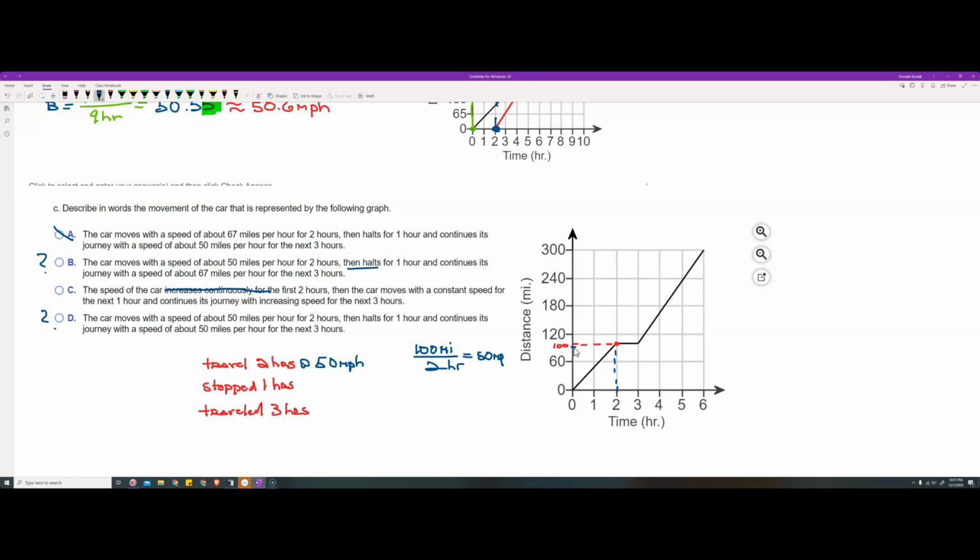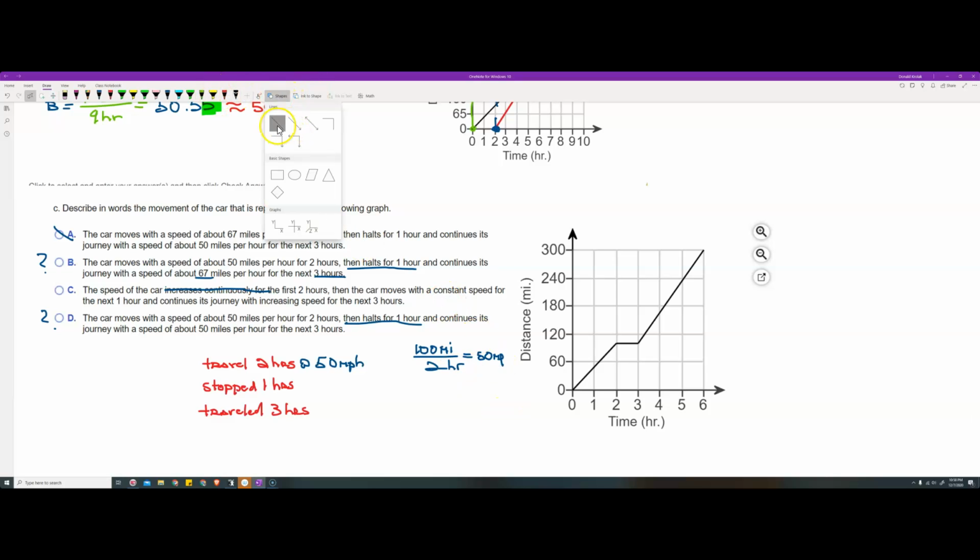All right, then it halts for 1 hour, and then continues its journey at 50 miles per hour for the next 3 hours, or 67 miles per hour for the next 3 hours. So you could say, if you said it was 50 miles per hour, then basically the slopes of these two lines would be the same. All right? So you can kind of just estimate that.